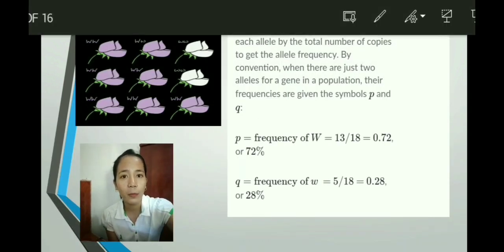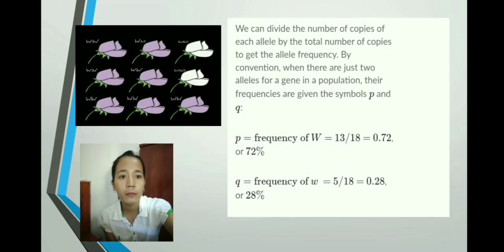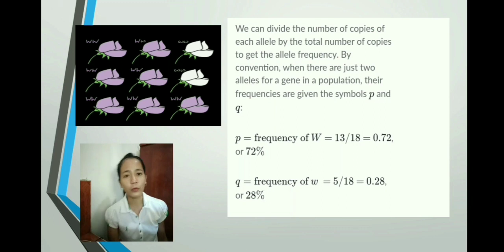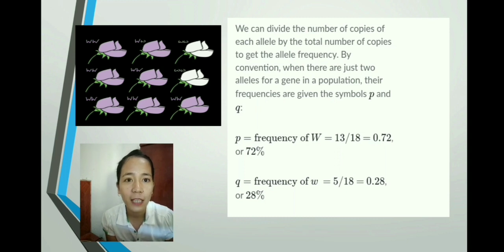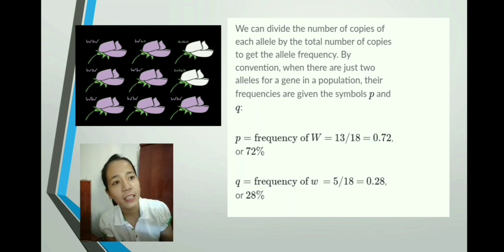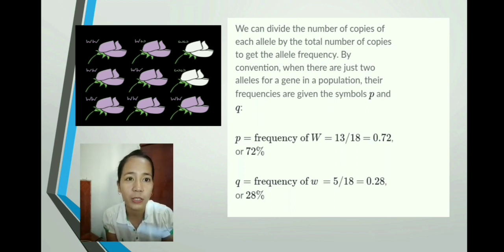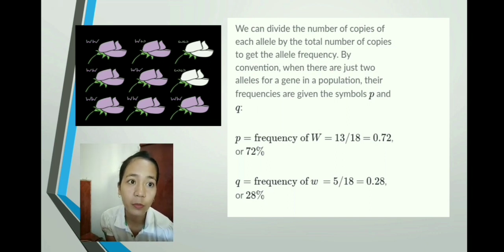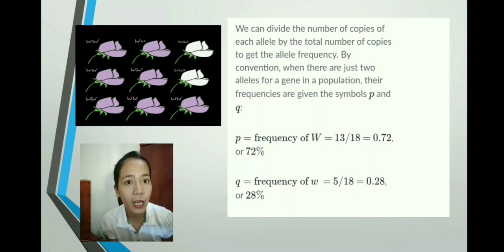So, kani nga example is dili man kayo maklaro sa inyo, let's have another example about pea plants. As we look in the picture, there are nine pea plants with different alleles. There are homozygous, there are also heterozygous, and also homozygous dominant and homozygous recessive. We can divide the number of copies of each allele by the total number of copies to get the allele frequency. By convention, when there are 2 alleles of a gene in a population, their frequencies are given the symbols P and Q.